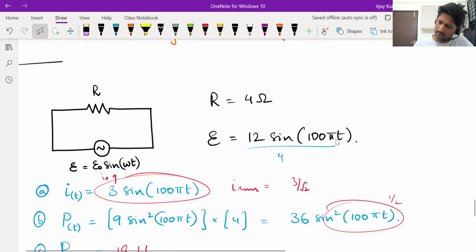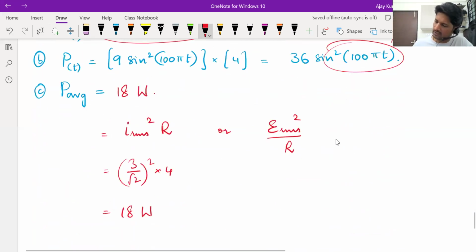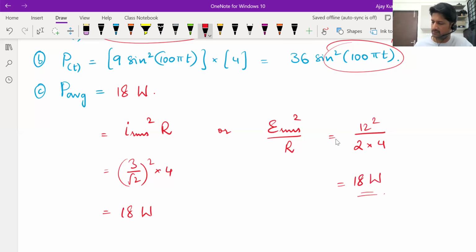E RMS squared. Peak value of EMF is 12. That means the RMS value of the voltage will be 12 by root 2. Keep it as it is. Square it here. 12 square by root 2 square is 2 and resistance is 4. 12 square is 144 divided by 4 is 36 by 2 is 18. Whichever way you do, you will get the same answer.